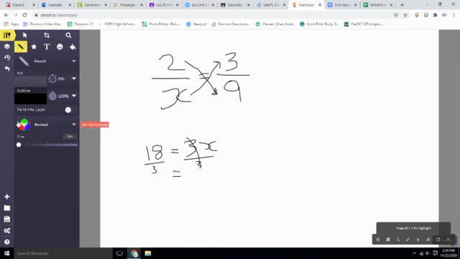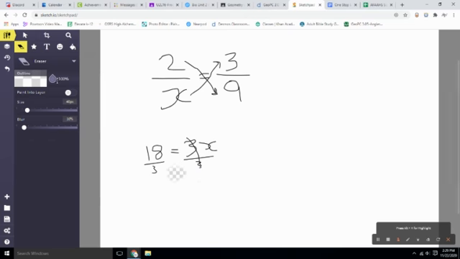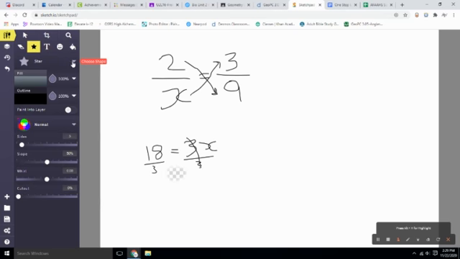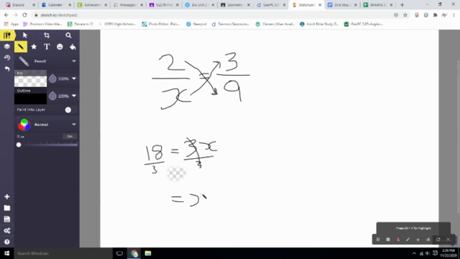We're left with, let me make this a little bit clearer. Where's my eraser? Okay. All right. So it would make this x, 18 divided by 3. 3 times 6 is 18. So the answer would be 6. Okay, so x equals 6.